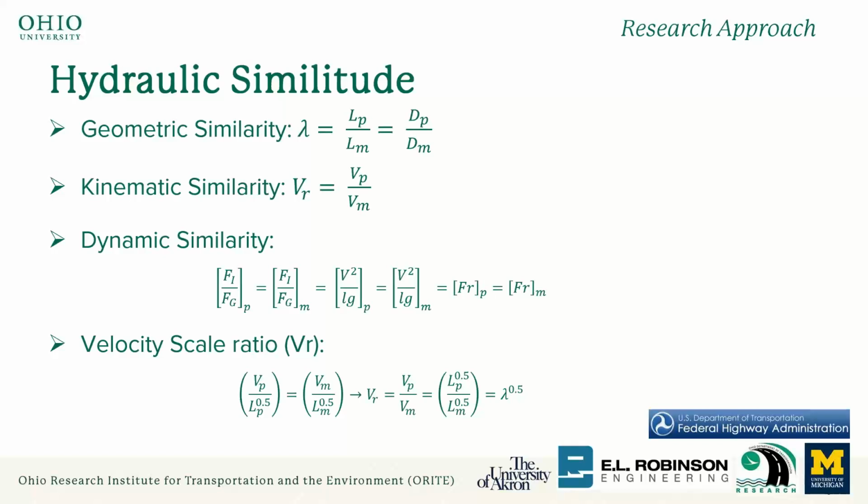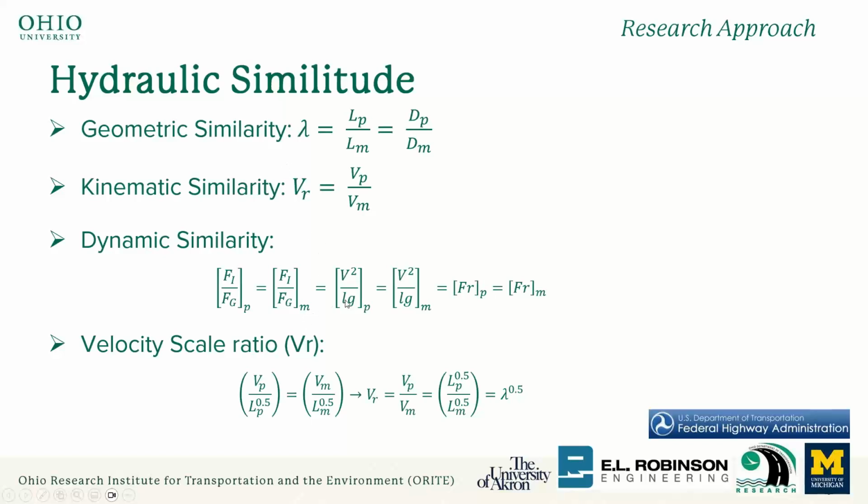So first of all, we have to design the scaling factor, this lambda. Literally, the subscript P means prototype, M means model. In this case, Dp will be the diameter of the culvert, and we take the prototype divided by the model pipe size. That will be our lambda.